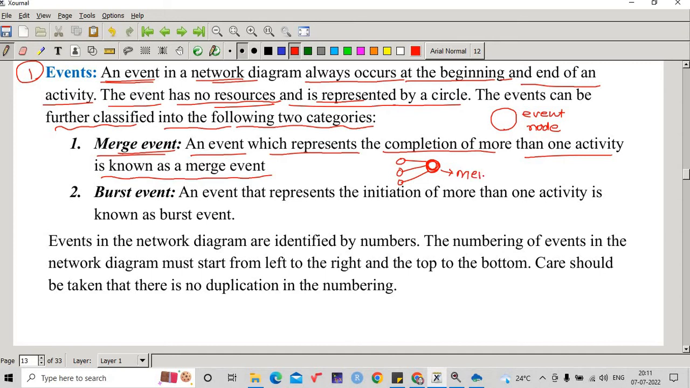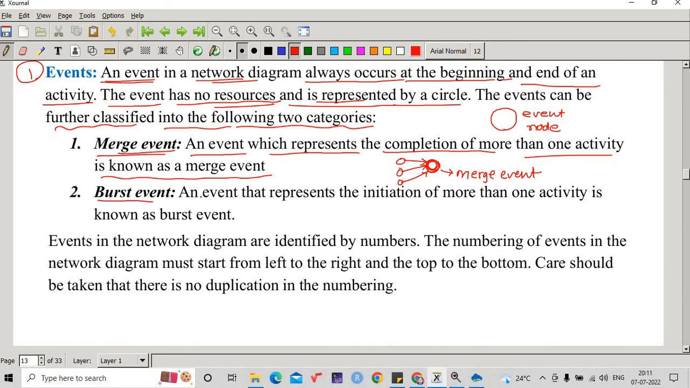Means at this event, more than one activity is merging at this point. So this is the merge event. So अलग अलग event से, more than one event से activities complete होके इस event पर merge हो रही है. So this is called as a merge event.